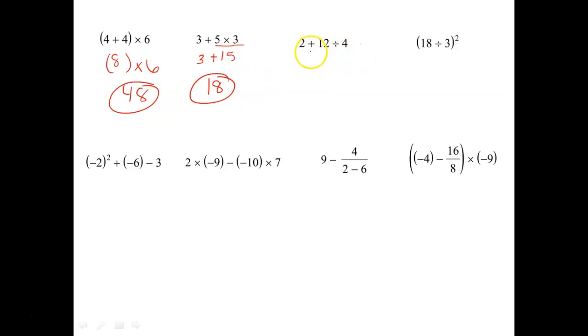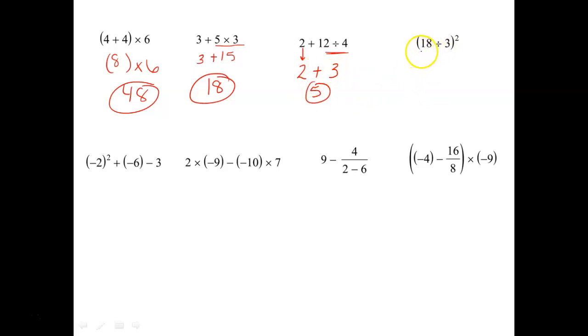Same thing here, addition and then division. Division comes before addition. So 12 divided by 4 is 3. 2 plus, and I'm just rewriting, guys. 2 plus 3 is 5.